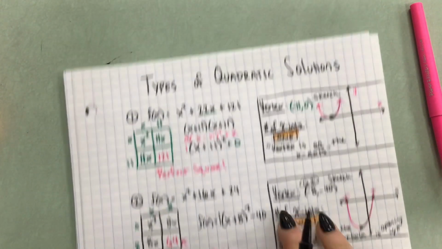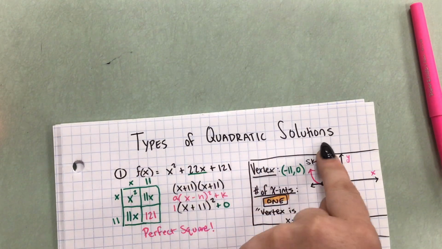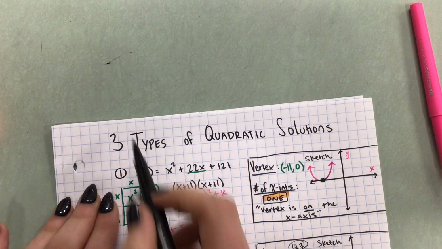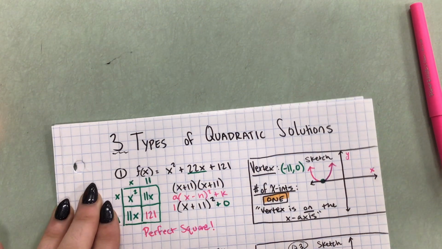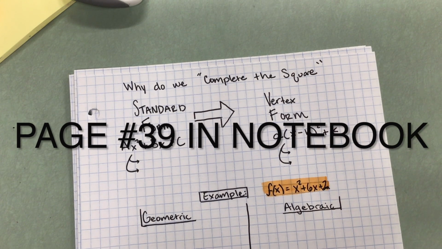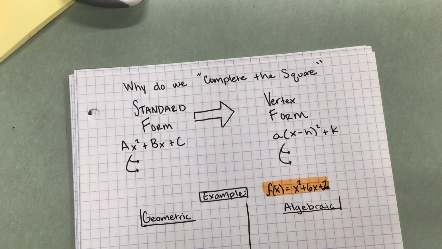And that's it. At the top of your page, change this to types of quadratic solutions. So there are 3 types of quadratic solutions. The end. All right, let's answer the question, why do we complete the square?